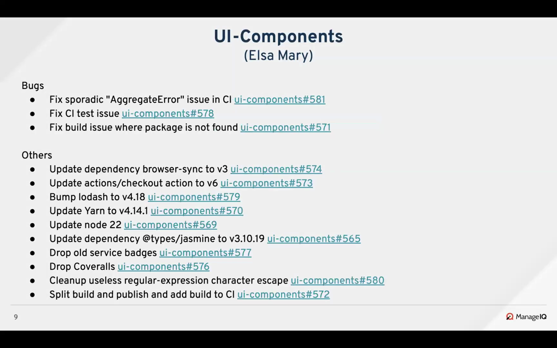For UI components, there were bug fixes. One is to fix sporadic aggregator error issue in CI. Another one is to fix a CI test issue. Also, a fix to build issue where package is not found. There were also dependency updates like browser sync, actions checkout action, Lodash, Yarn, Node, and types Jasmine. Also, we have dropped old service badges and coveralls. Also, a PR was there to clean up useless regular expression character escape, and a PR to split, build, and publish and add build to CI. Next slide.